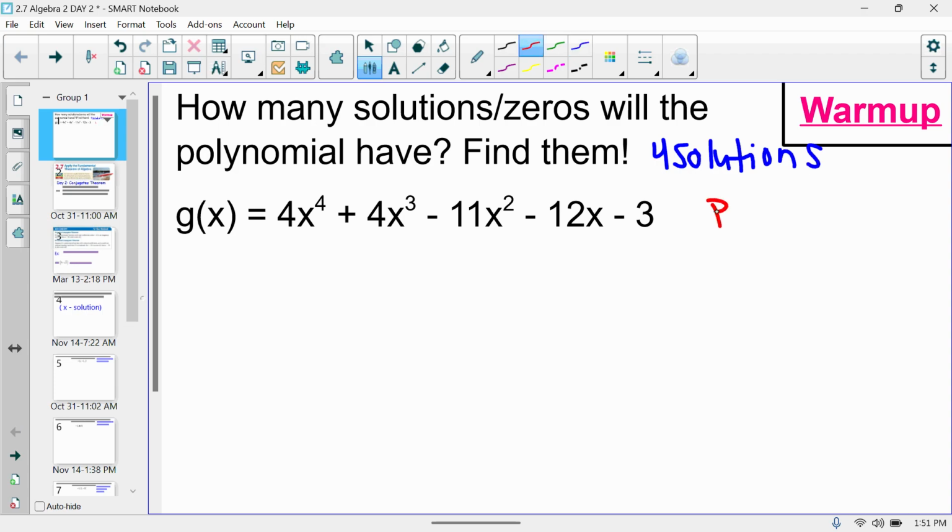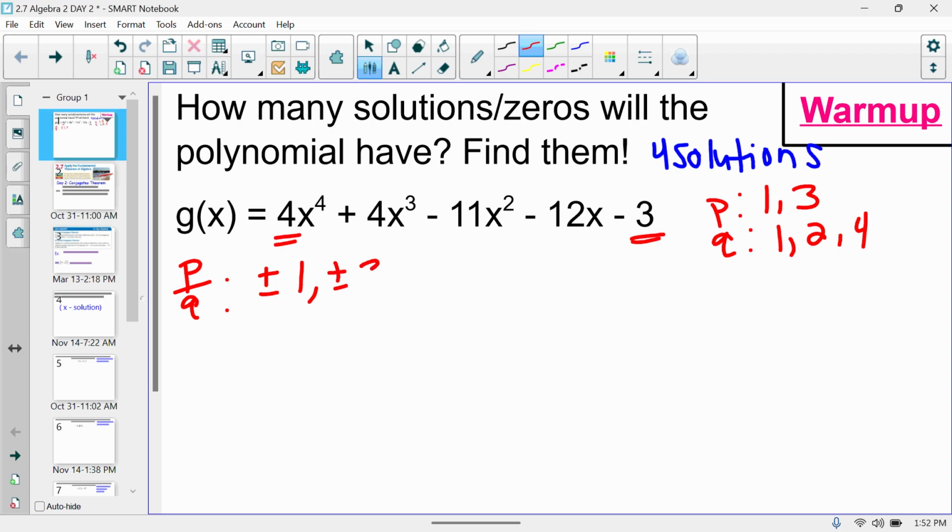So you're thinking about the fact that P, the factors of 3, would be 1 and 3. Q, the factors of the leading coefficient, would be 1, 2, and 4. And you should have started to make your P over Q list. So positive or negative 1 over 1, positive or negative 3 over 1, positive or negative 1 over 2, positive or negative 3 over 2, positive or negative 1 over 4, and positive or negative 3 over 4.